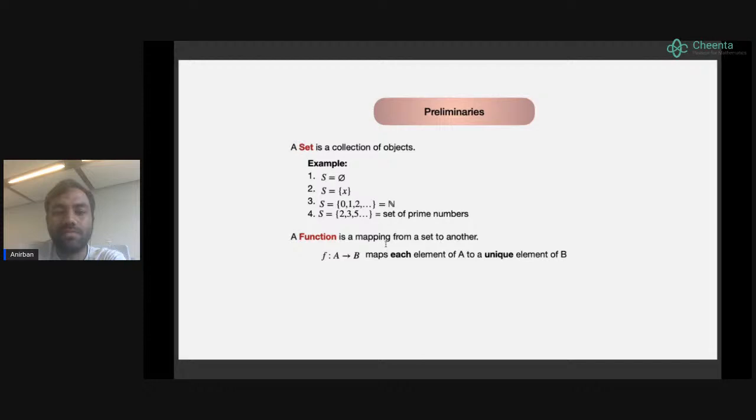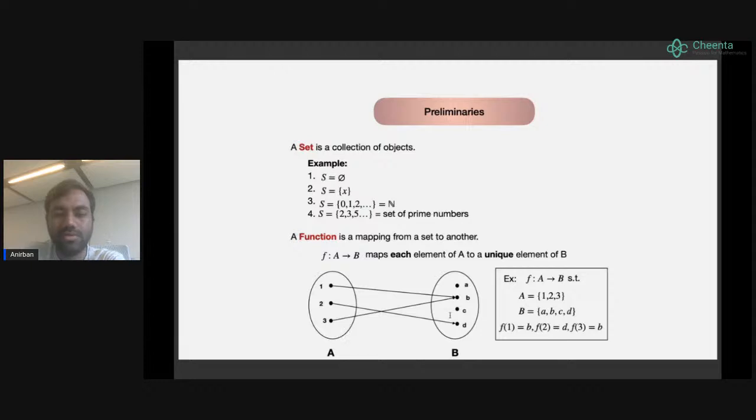And a function is a mapping from a set to another. So if we have a set like this, 1, 2, 3, and B, which has a, b, c, d, a function is a mapping that assigns every element from the left set to some element in the right set. So here f of 1 is b, f of 2 is d, f of 3 is again b. Notice that it's not necessarily the case that everything in B is matched, and it may also happen that more than one element in the left set is mapped to the same element in the right set.